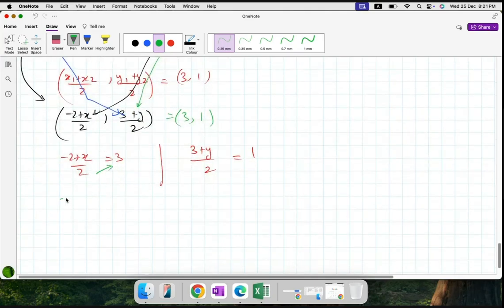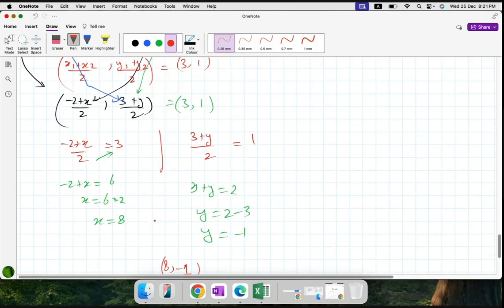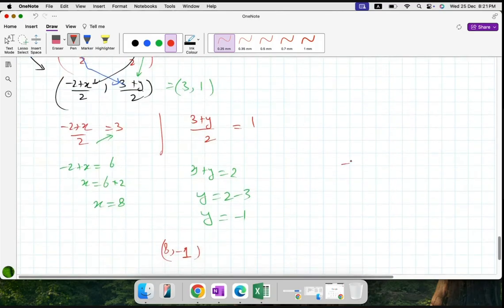And now we solve. Minus 2 plus x over 2 equals 3, so minus 2 plus x is equal to 6. x is equal to 6 plus 2. So x is equal to 8. And on the other side, 3 plus y over 2 equals 1, so 3 plus y equals 2. y is equal to 2 minus 3. y is equal to minus 1. So the new point is 8 comma minus 1. So basically, when we had minus 2 comma 3 and the new point 8 comma minus 1, the midpoint of these two is 3 comma 1. Okay.